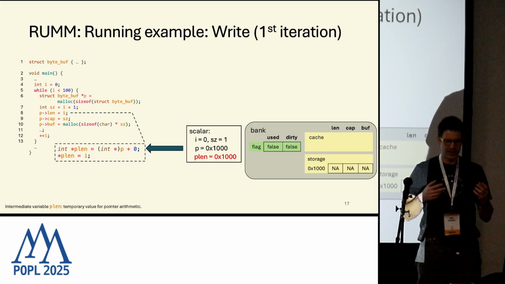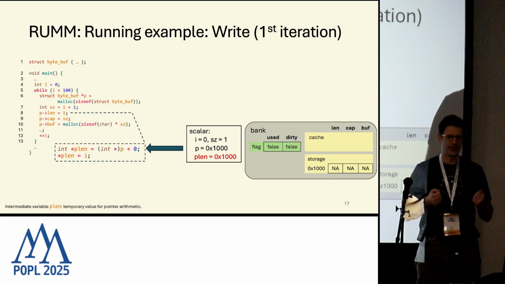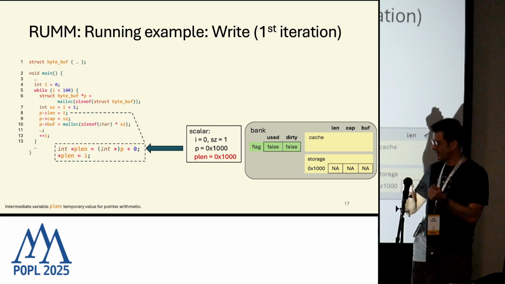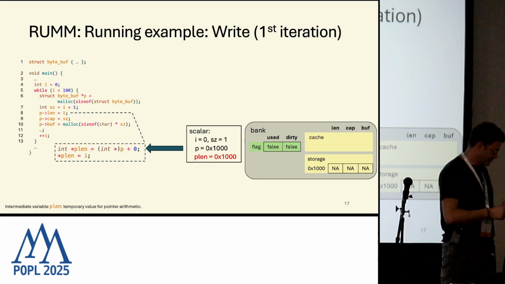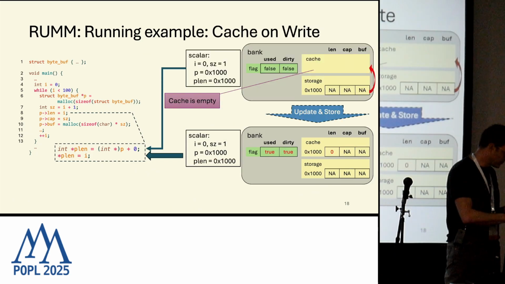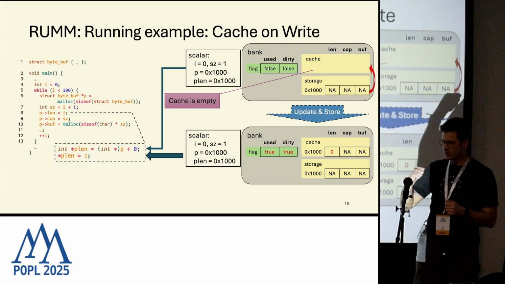I first have to get the address of P. Then I have to add the offset of len, in which case 0, which is a new address, a new variable now called plan. And then this variable, I'm going to have to store I into it. So I'm doing all of this. And then what happens is that I'm going to do this update.